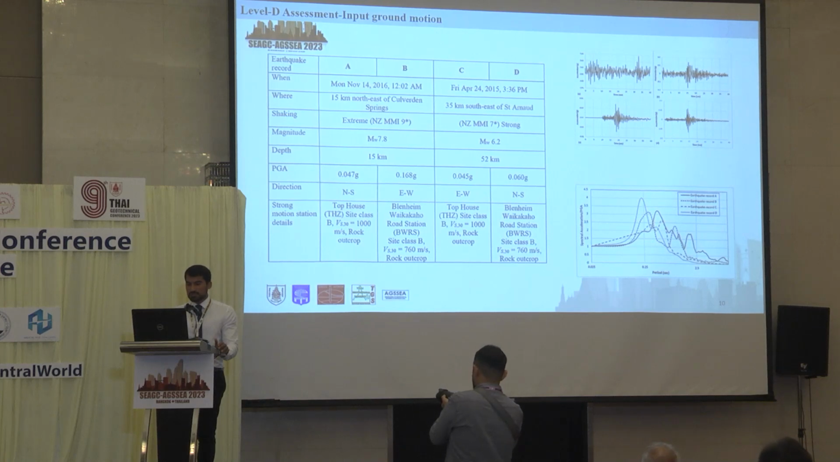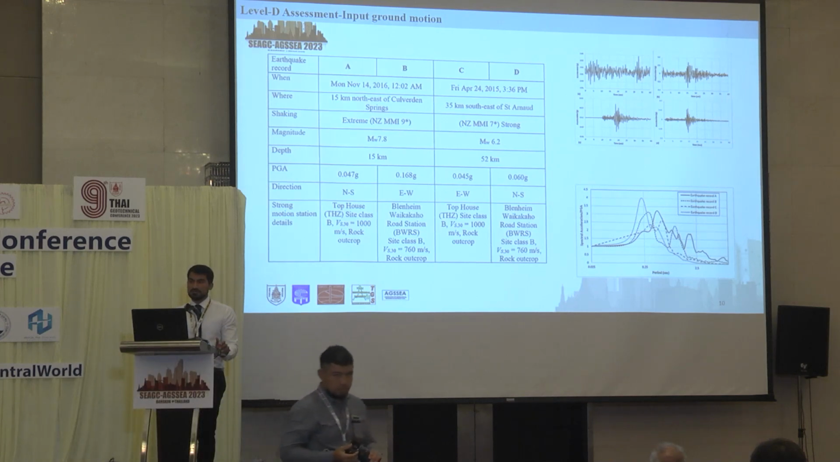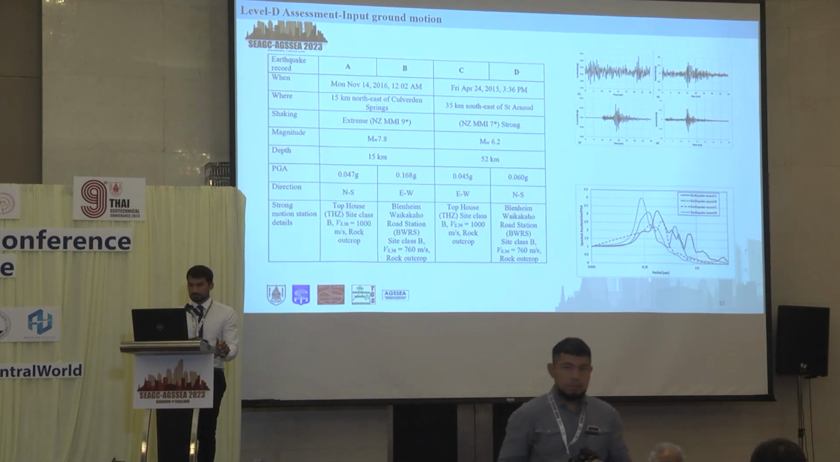And then for the input motions, I used the 2016 Kaikoura earthquake and 2015 Arthur's Pass earthquake records from GeoNet. And then you can see that the 5% spectral graph is also shown, and these 4 are used so that I can have a range of frequency content and have more confidence in the results which I'm going to get.